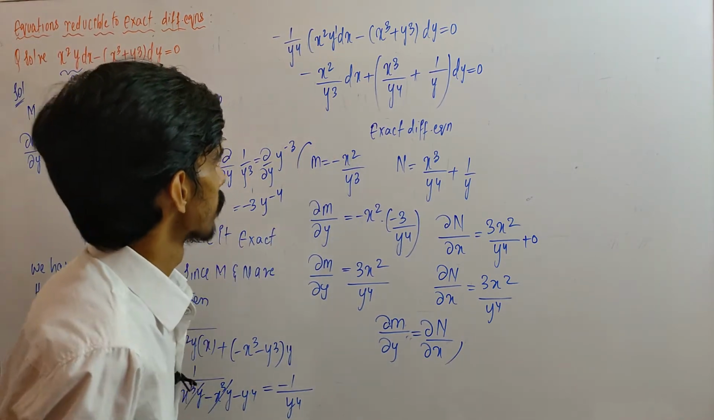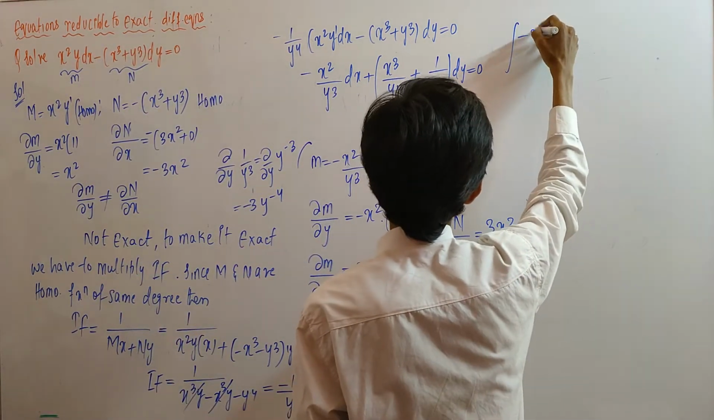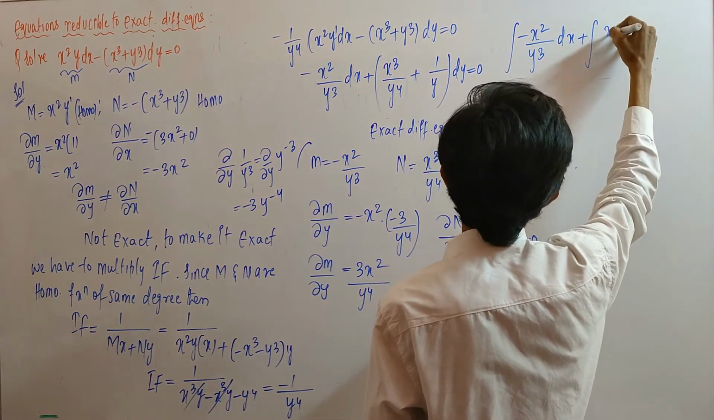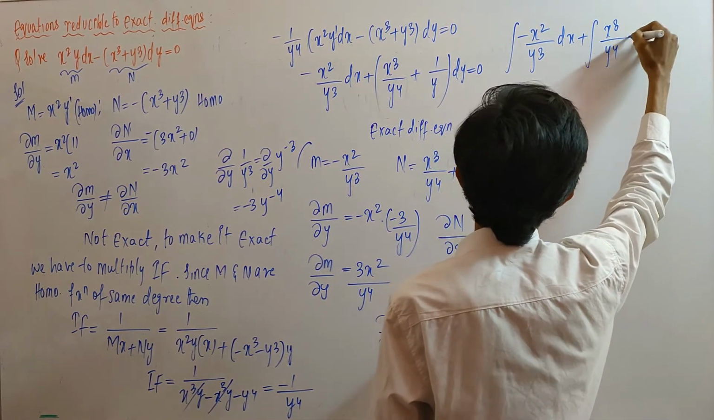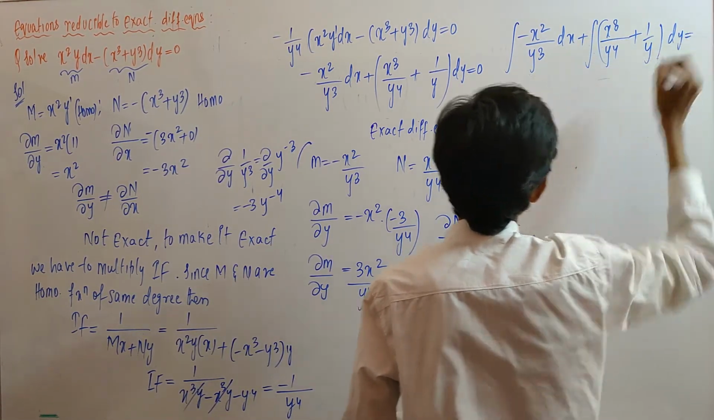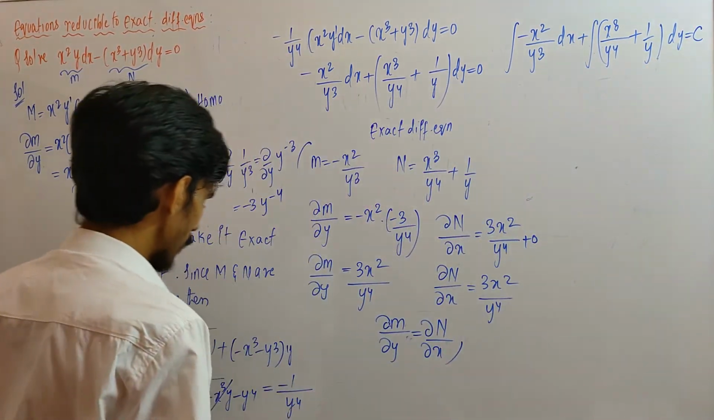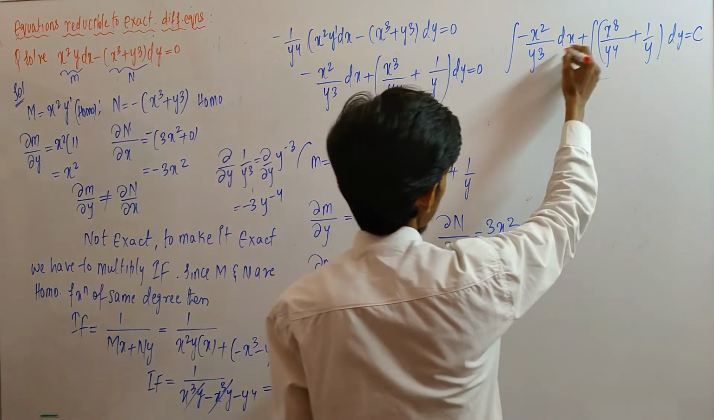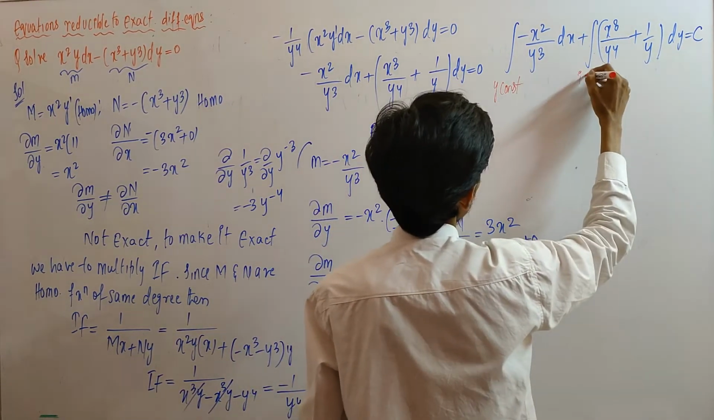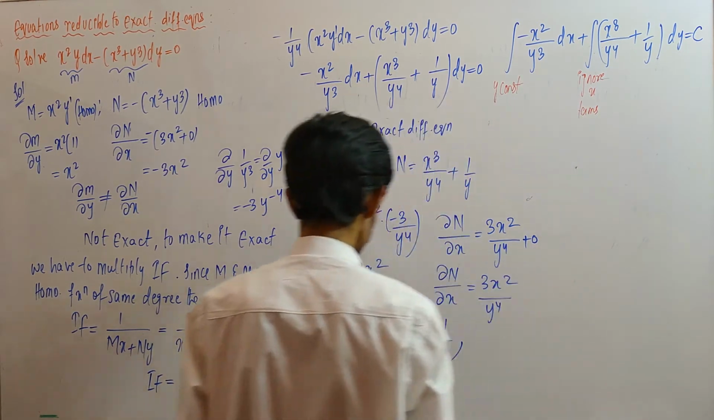Now, after making it exact, we'll integrate this. So apply integration of minus x squared by y cubed dx plus integration of x to the power of 3 by y to the power of 4 plus 1 by y dy equals a constant. Now the condition for integration is: here we have dx, so treat y as constant; here we have dy, so ignore x containing terms.